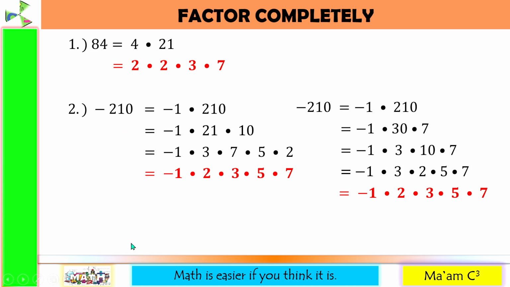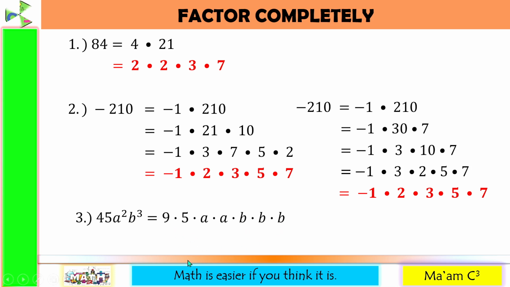Last one, let's have a combination of a constant and variables. 45 is a product of 9 and 5. A squared can be broken down into A times A, while b cubed can be broken down as b times b times b.